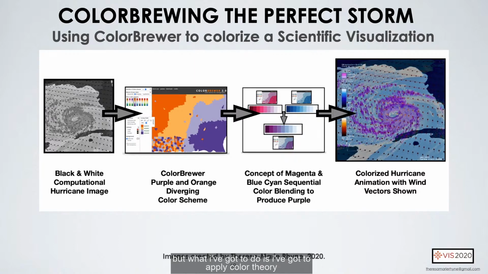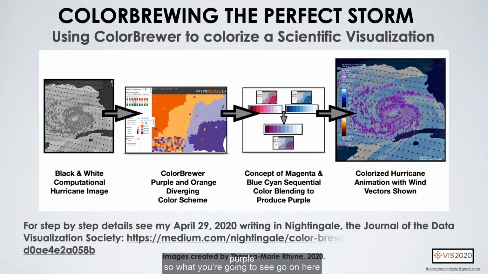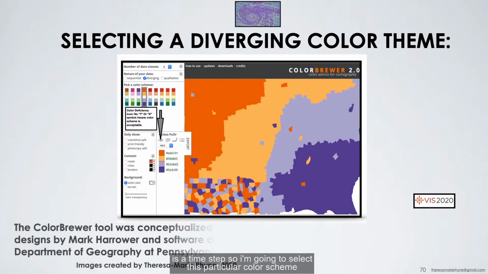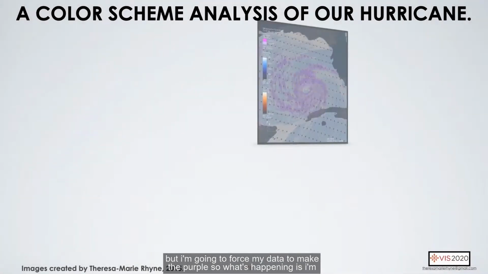But what I've got to do is apply color theory. Because my VisIt software tool, which is Department of Energy software, is basically going to mix magenta and blue together, and it's going to make the hurricane purple. So what you're going to see here is a time step. I'm going to select this particular color scheme, but I'm going to force my data to make the purple.